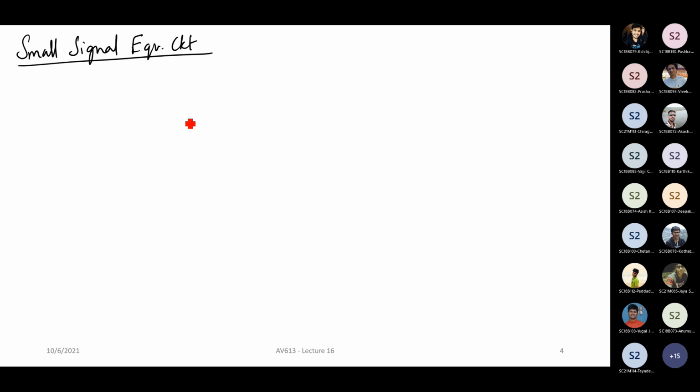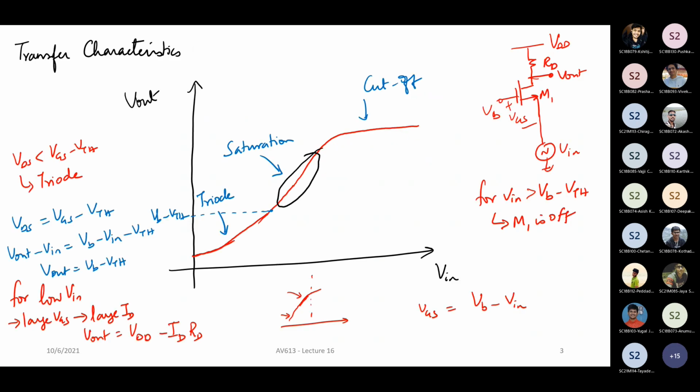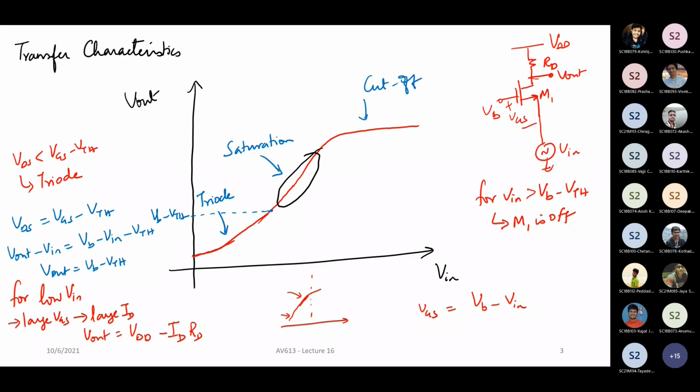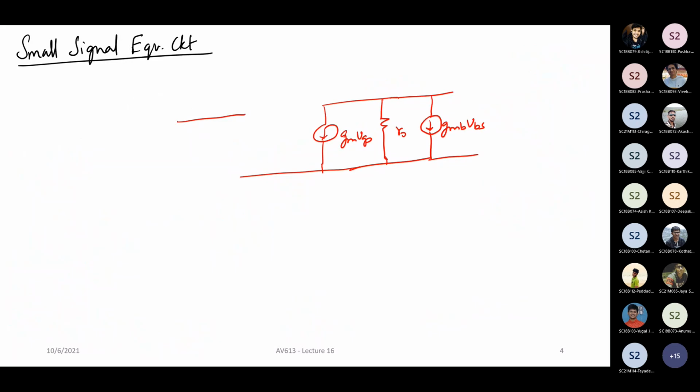Okay, so if you look at the small signal equivalent circuit, first let's draw the small signal equivalent circuit of a transistor. Now you have gm VGS and then you will have, let's say, r0. Not only that, because your source is not grounded here, you will also have the bulk to source voltage. So we have to include the gmb VBS term, because VBS is not equal to 0. The bulk is usually grounded. Here the source is not grounded because that is where you are feeding your input, right? So this is the model of our transistor.